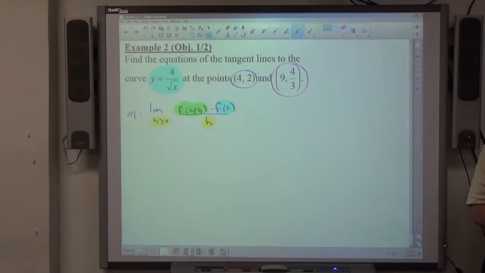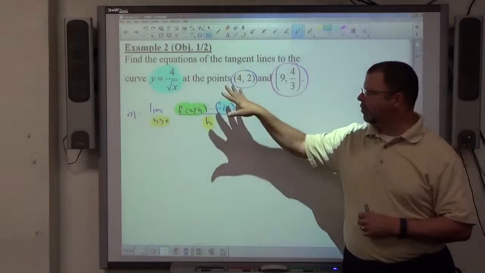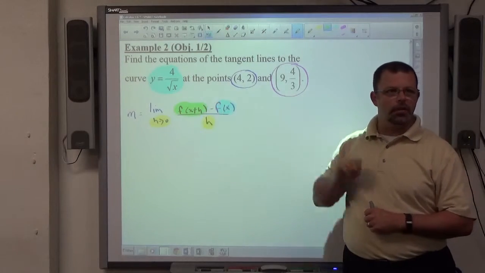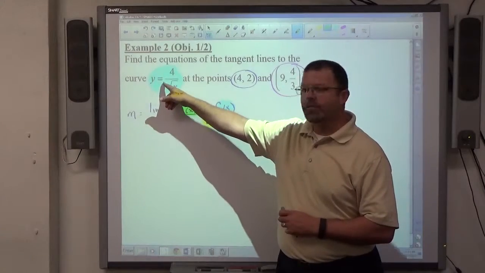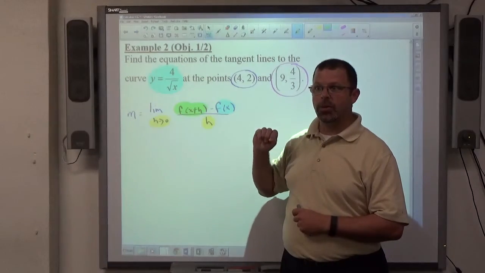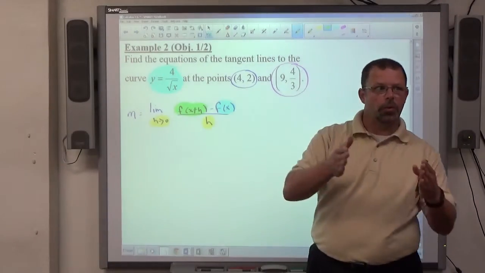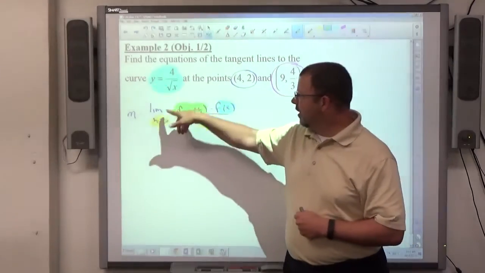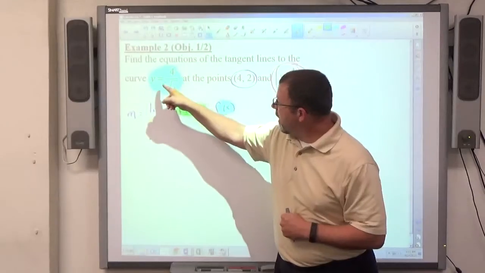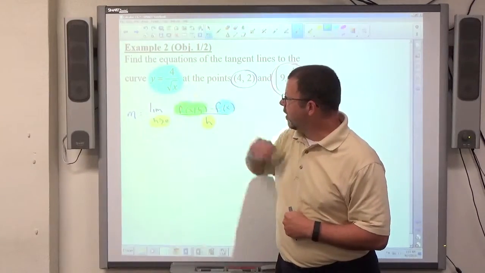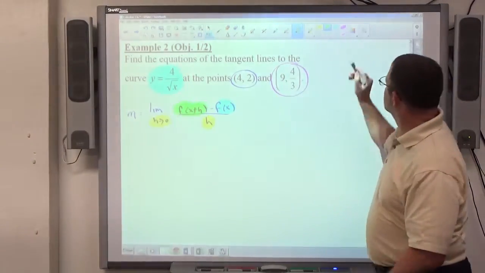So our first job, I don't even care what these points are to begin with. My first job is to use this definition of a derivative to find the derivative of this. I'm calling it a derivative. We'll get into the actual word derivative in chapter 3. But this is the definition of a derivative. Derivative is slope. So we're going to find the slope formula for this function using this definition.